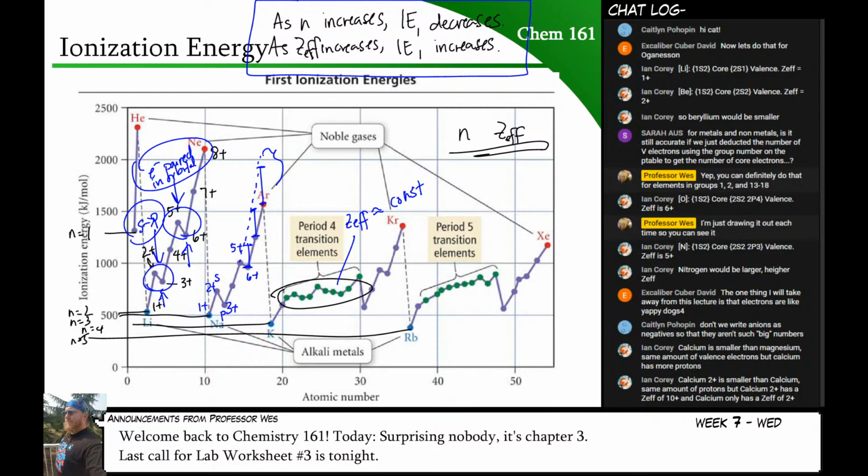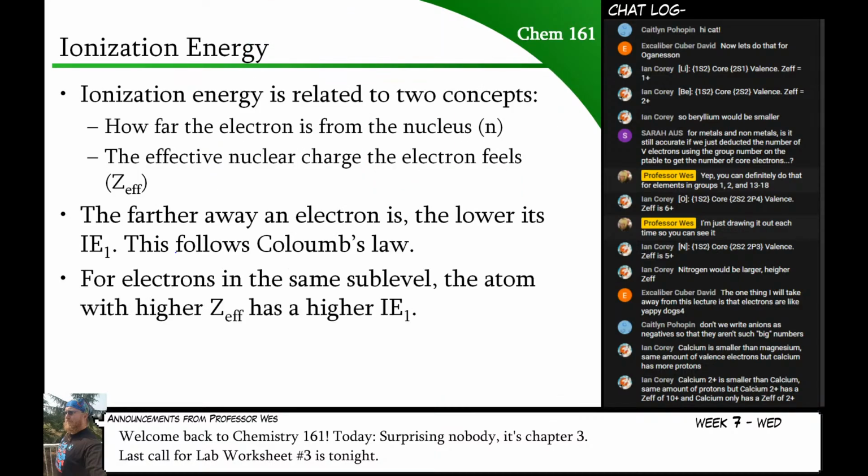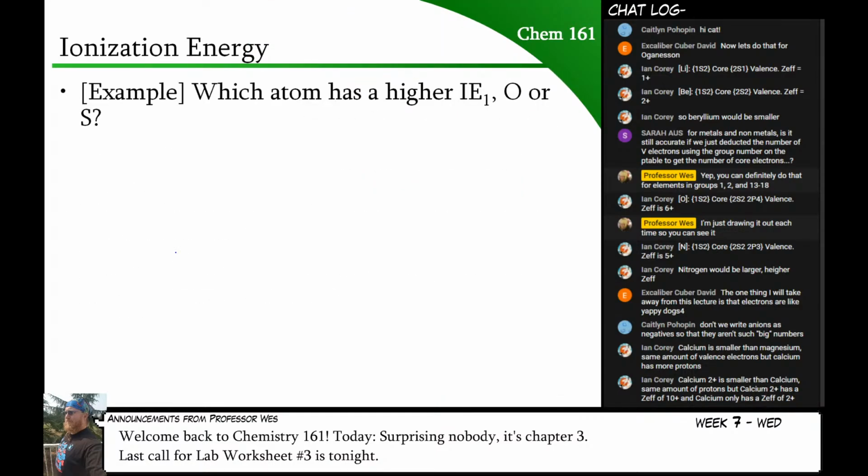All right, so now we are ready to answer questions about ionization energy. So, which atom has a higher ionization energy? Oxygen or sulfur? Which one is easier to remove an electron from? Do the little N and Z effective grid, just like I was showing you in the exercises before, because that'll help you here. And then type your answer in the chat. We'll go over the answers in just a bit.